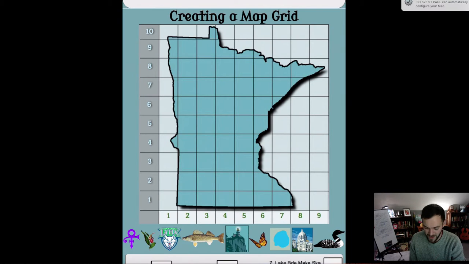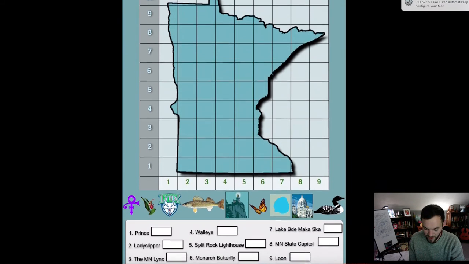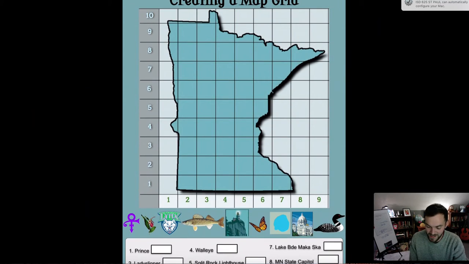Let's see here. What else do we have? Oh, Lake Bde Maka Ska, which is one of my favorite places to go in Minneapolis. And just one of the most popular destinations, especially in the summer, for hanging out, sailing, and going on the beach. Our state capital. And of course, our state bird, the loon.